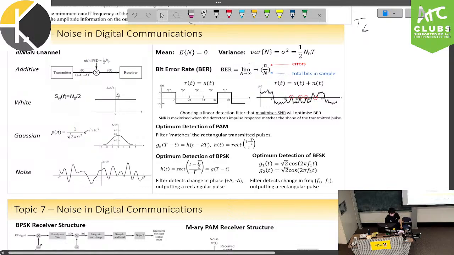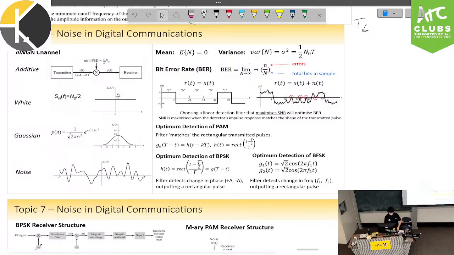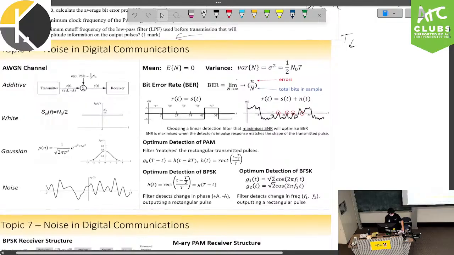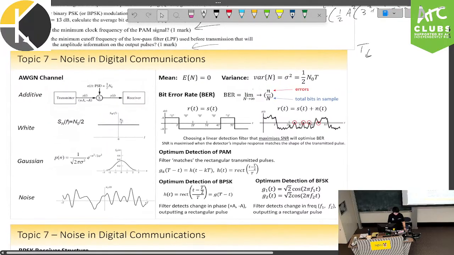AWGN, I believe this was in your labs. It stands for additive white Gaussian noise. Gaussian, according to a Gaussian distribution. White, it is equal across all the frequencies, and then additive, you can just add it very linearly to different things. Mean of 0, variance of sigma squared, given by this.